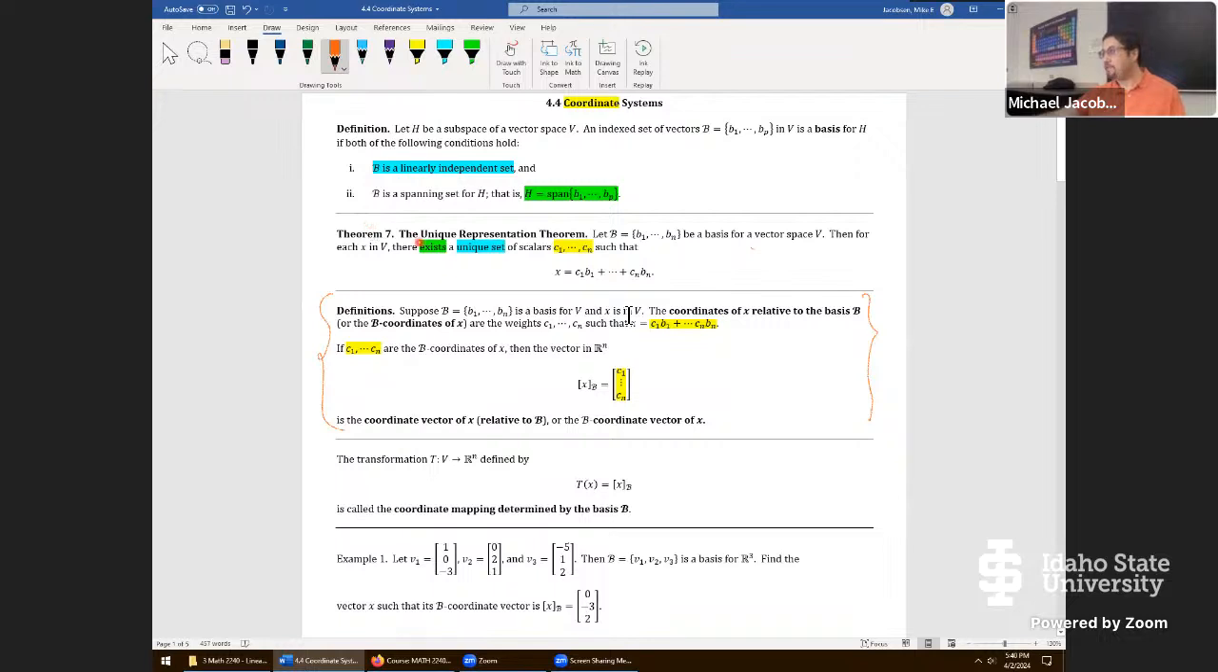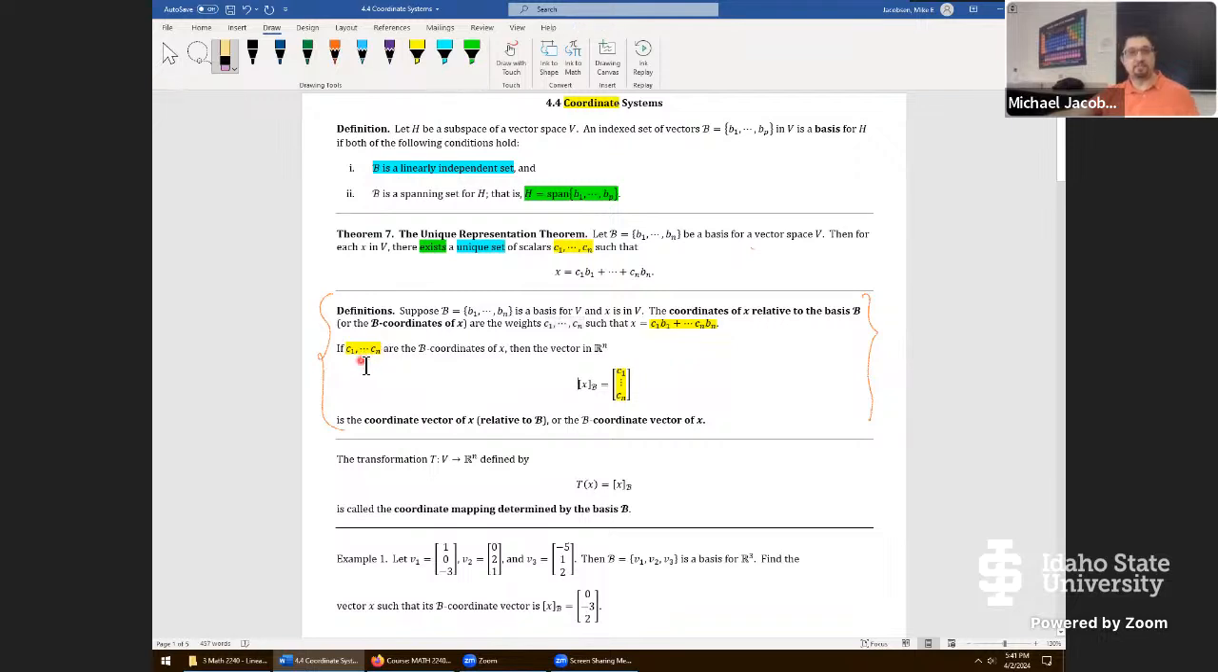It tells us if you have a basis like this, of vectors b1 through bn, then you could always form the linear combination involving those vectors. You can come up with scalars c1 through cn, and those scalars will be unique. Because of that uniqueness, the next definition tells us if we grab a basis, then the coordinates of x relative to that basis, or the b coordinates of x, I'll usually say the coordinates of x relative to the basis, are just the weights, or you could call them scalars, such that, once again, x equals that linear combination.